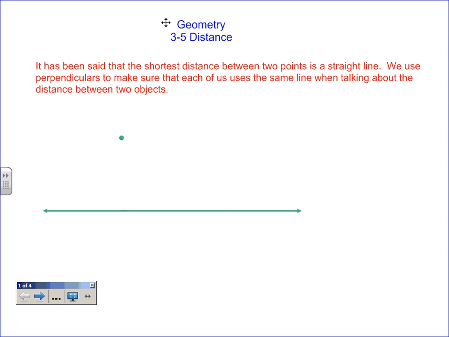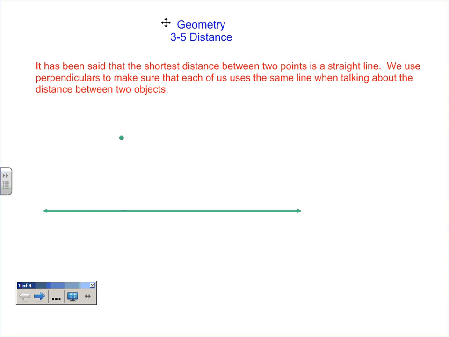In 3-5, we're going to talk about what segment would represent the distance between a point and a line. And it would be very helpful if we all drew relatively the same thing. Okay? If we all drew something different, that would be kind of difficult for me to describe what happens with that distance as the year progresses.